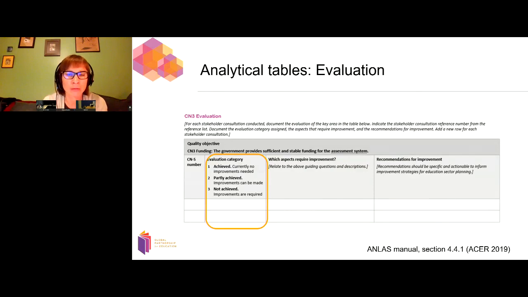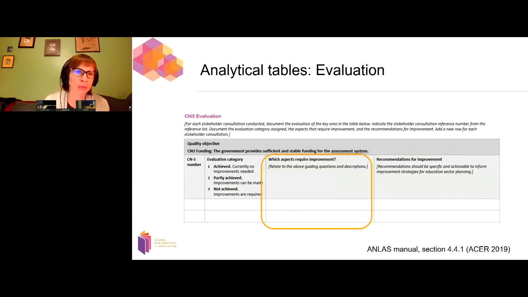So for each of the key areas, 3 categories have been defined. That's 1 for achieved, there are currently no improvements needed. 2 for partly achieved, indicating that improvements can be made. And 3 for not achieved, so indicating that improvements are required. Next, please.